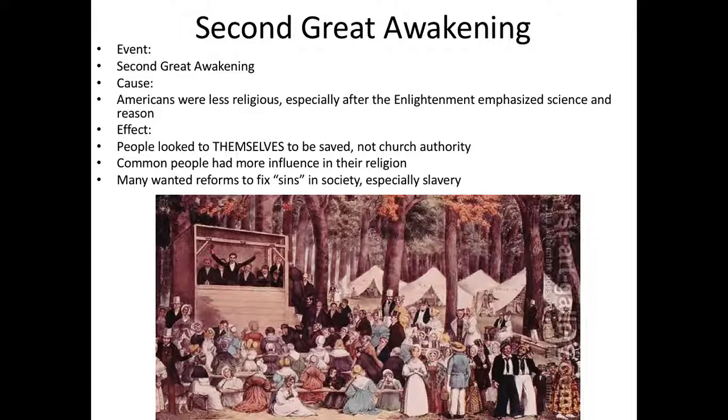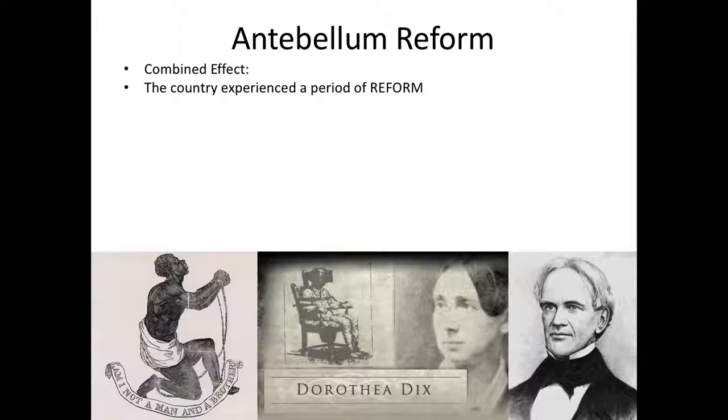So let's combine these two movements. Let's combine the era of the common man, which is a political movement. Let's combine the Second Great Awakening, which is a religious movement, and see how they add together to create a time period of reform. So the combined effect of these two developments, political and religious, will be that the country experiences a time period of reform.